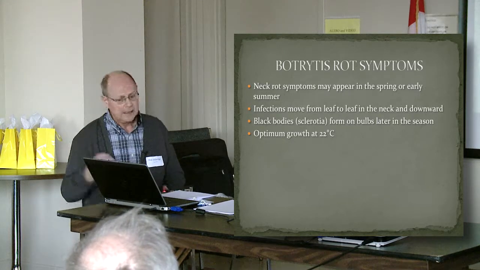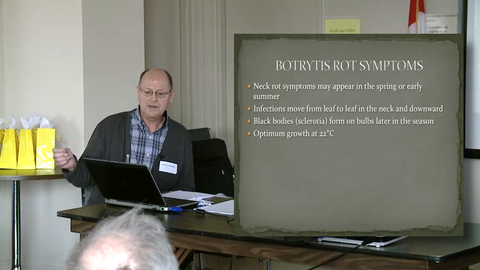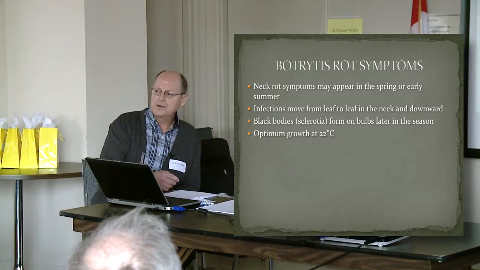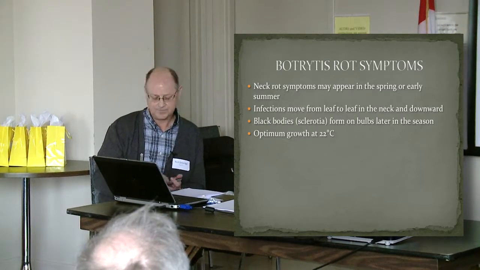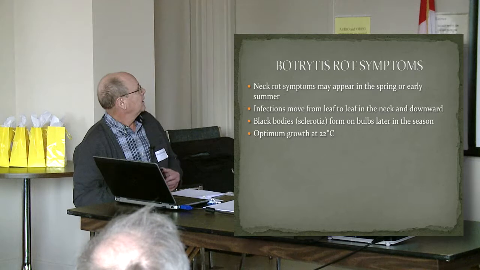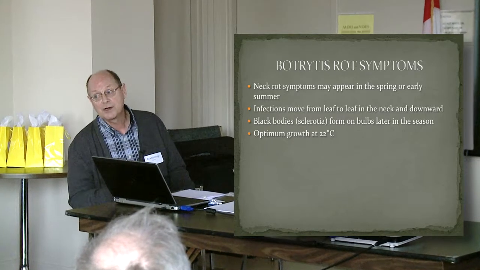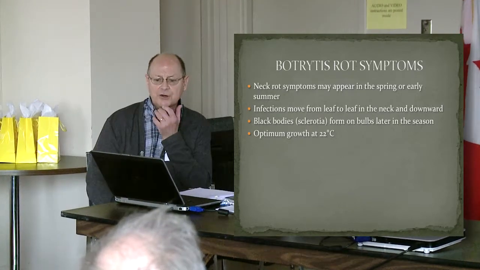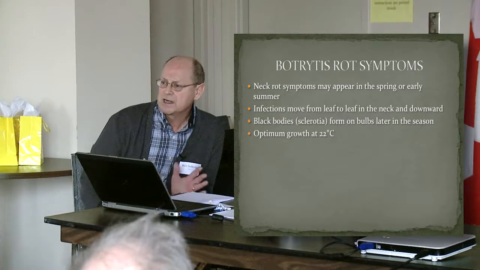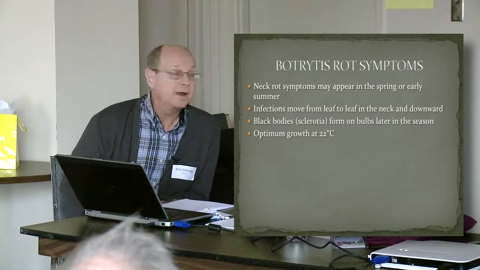Infections move in the neck area of the garlic, and they move from leaf to leaf into the neck area and then move downward into the bulb itself. This fungus also produces sclerotia, but they're much bigger. And I do have an example of the sclerotia from botrytis. You can see them easily with the naked eye, whereas white mold sclerotia are very difficult to see with the naked eye.